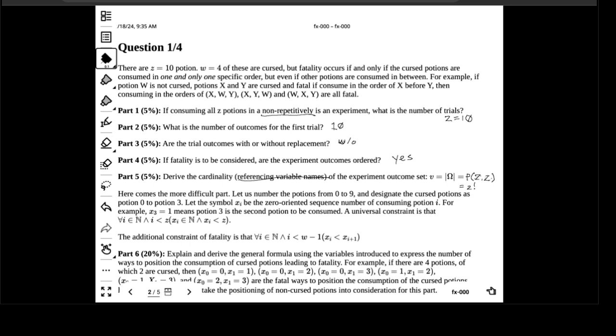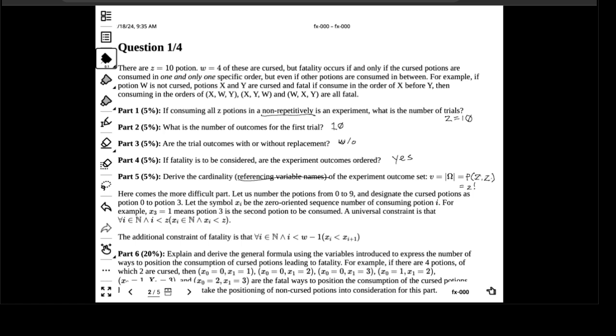And here comes the more difficult part. Let us number the potions from 0 to 9. That's just a way for us to identify potion 0, potion 1, and so on, and designate the cursed potions as potion 0 to potion 3 in this case, because we have 4 cursed potions, so they are the first 4 potions. Let the symbol x of I be the 0-oriented sequence number of consuming potion I. For example, x subscript 3 equals 1 means potion 3 is the second potion to be consumed.